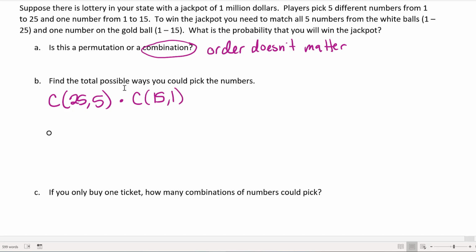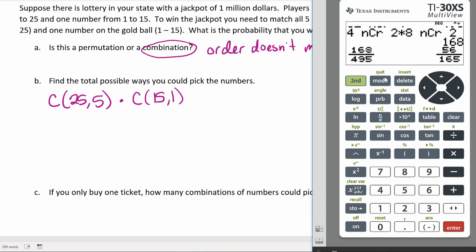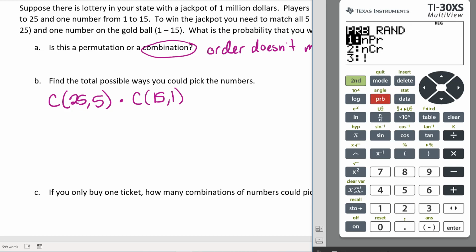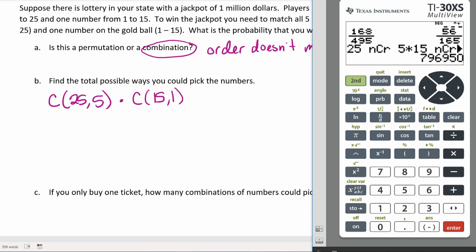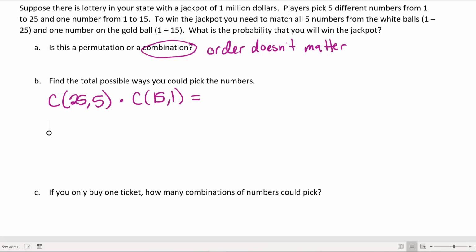And so I'm going to take out my calculator and use my combination button. So I have 25 choose 5 times 15 choose 1, and that gets me 796,950.